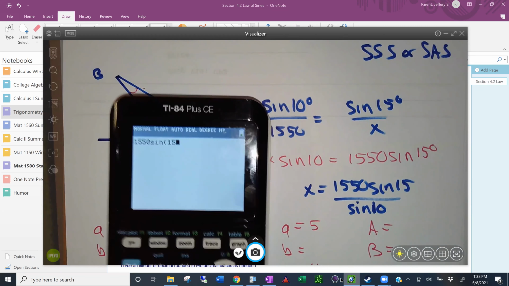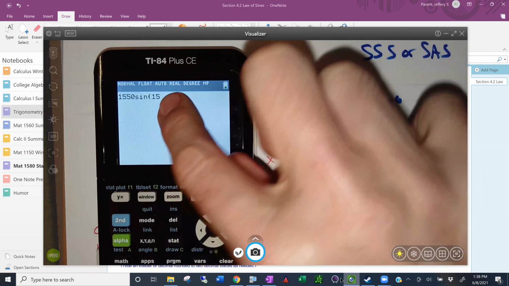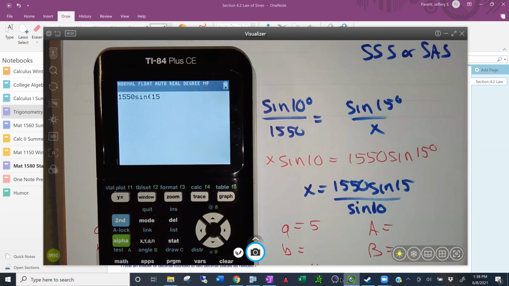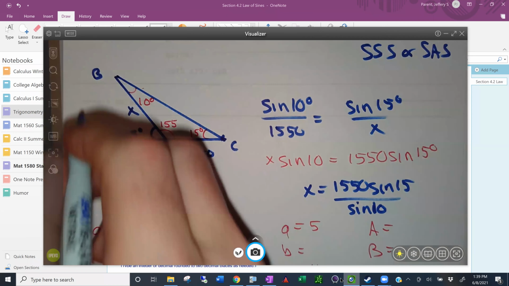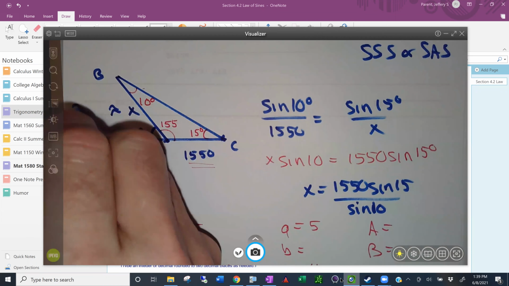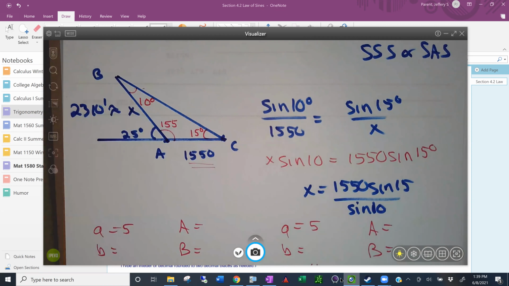Now here, I've got to caution you. You've got to close off that parenthesis on the sine of 15, because otherwise it's going to do arithmetic on that 15. You just want the sine of 15, and that's it. Then divided by the sine of 10. Again, close parenthesis. 2310.2, call it about 2310. Not bad. Now, does that make sense, given our triangle?